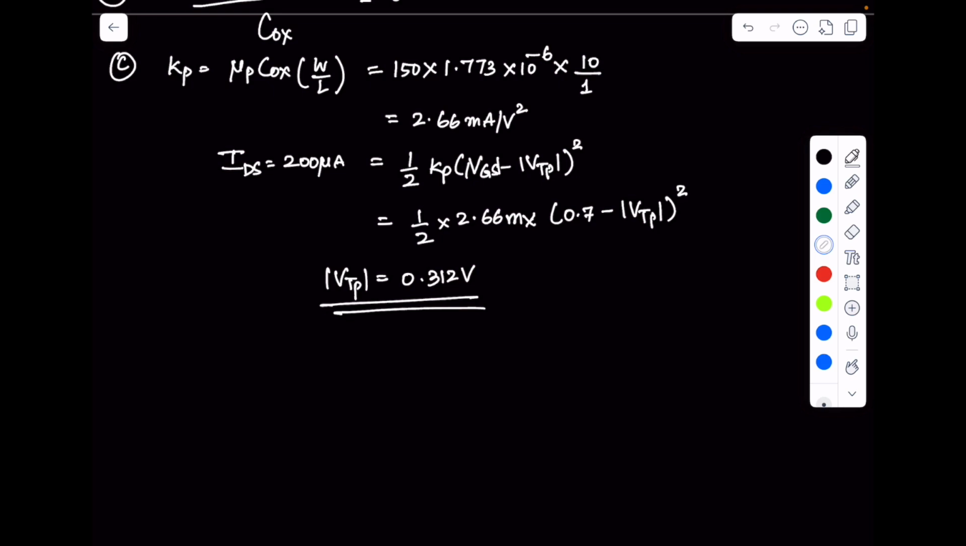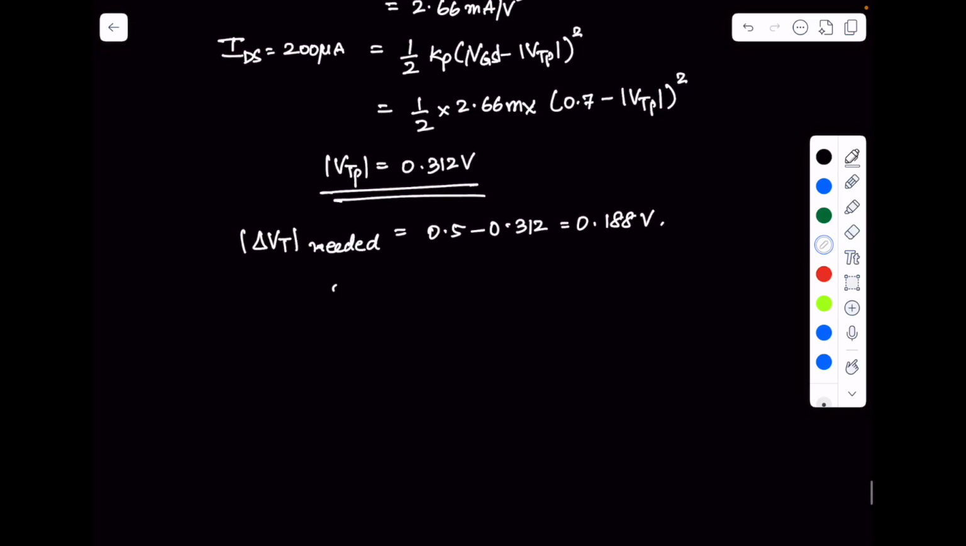So remember, you have designed this device for a VT of minus half a volt, but you want to get a drain current of 200 microamp at 0.7 volts, which means you need to reduce the VT from 0.5 to 0.312. And that can be done by applying a VSB. So therefore, the delta VT that you needed is equal to 0.5 minus 0.312, or 0.188 volts.